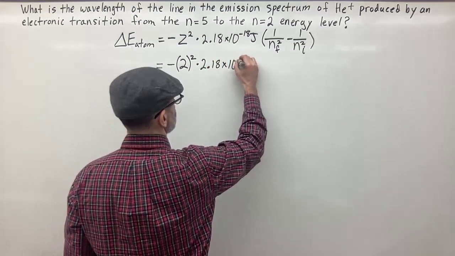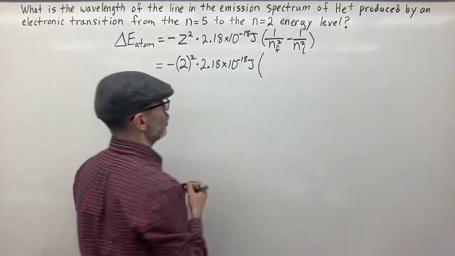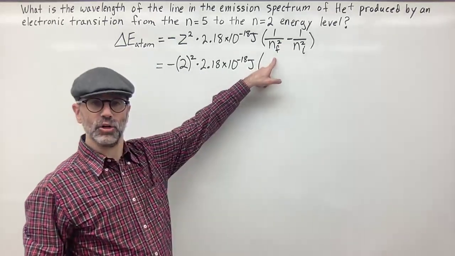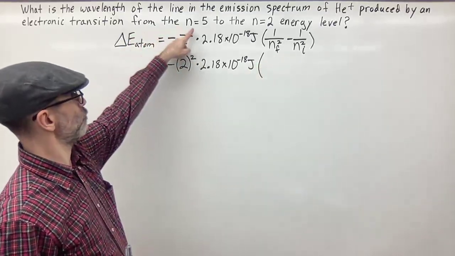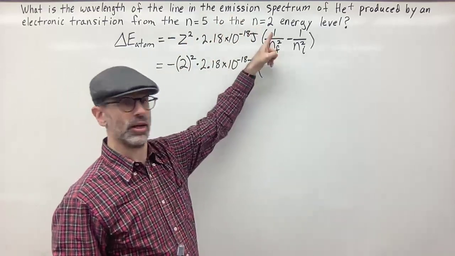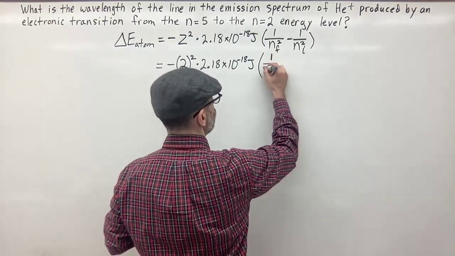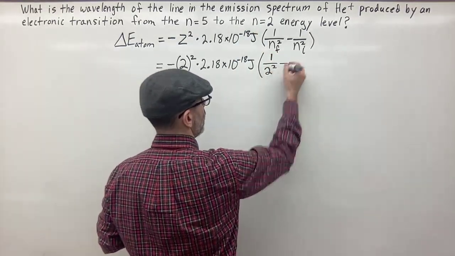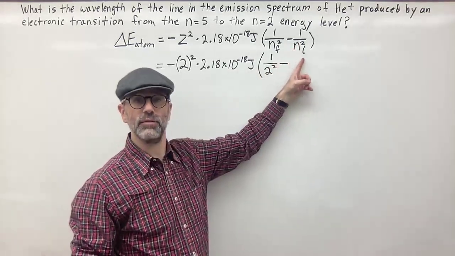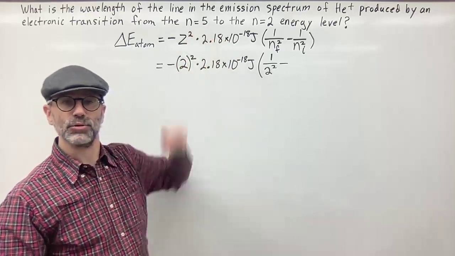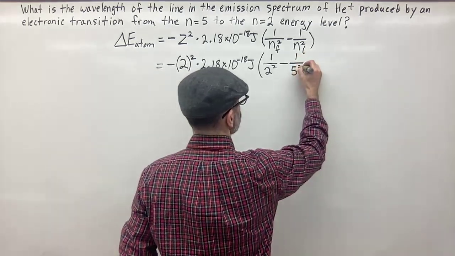2.18 times 10 to the negative 18 joules times 1 over nf squared. What's the final energy level? Well, it goes from n equals 5 to n equals 2. So the final energy level is 2. So it's going to be 1 over 2 squared minus, what's the initial energy level? That was beginning in n equals 5. So that's going to be 1 over 5 squared.